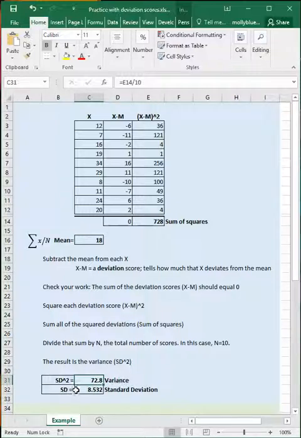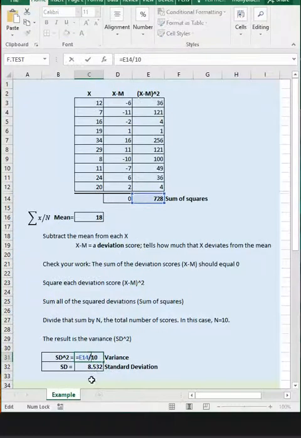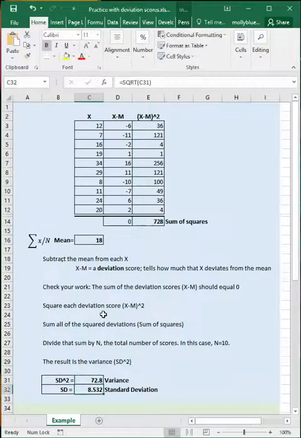The standard deviation is the square root of the variance. So to get this number, I typed in equals SQRT. That's how Excel spells square root. And then in parentheses, I highlighted C31, this cell right here. And so now we have the variance and the standard deviation.